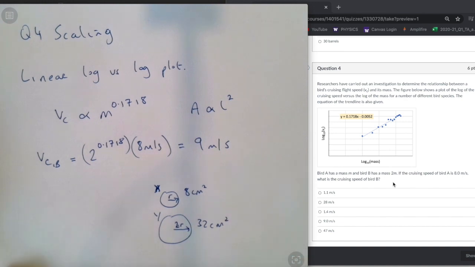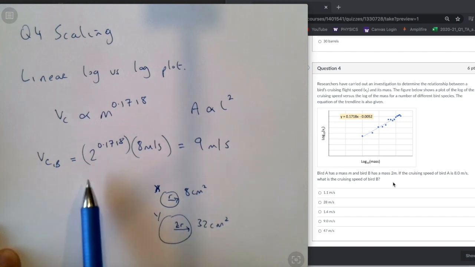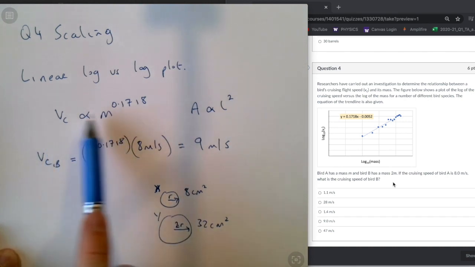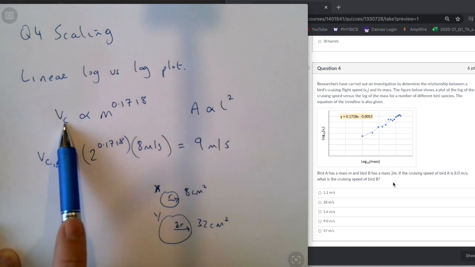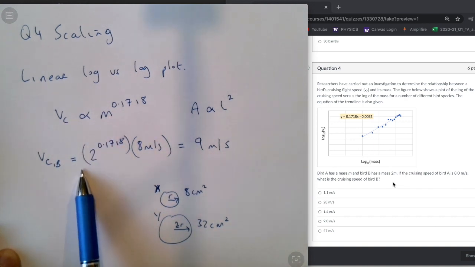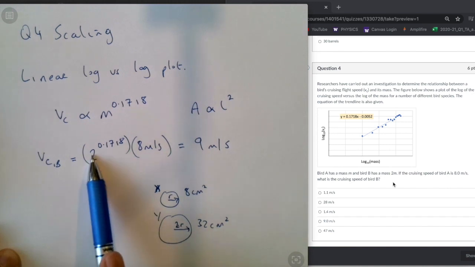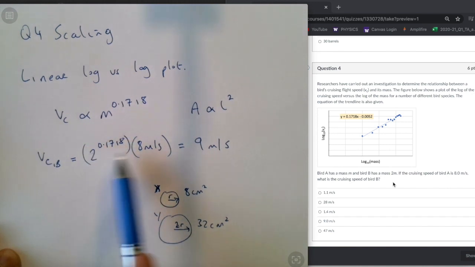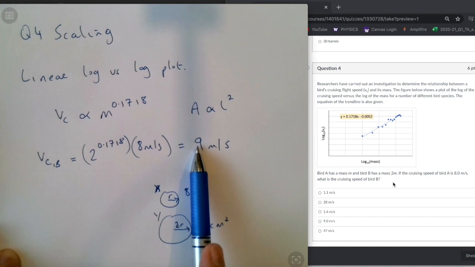We're doing the same mathematical steps here, but in the biological context of a bird's cruising speed. Again, we've got a scaling relationship between VC and M. As I'm changing the mass by a factor of 2, the factor by which the mass changes, times that initial velocity, would tell me the velocity of bird B.